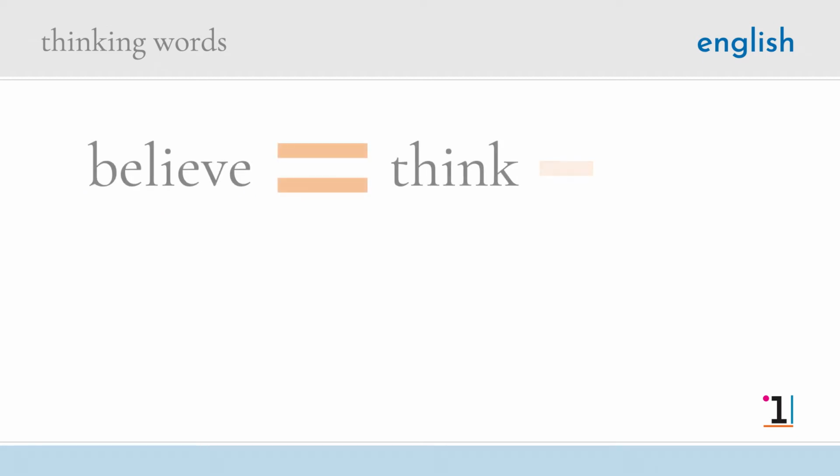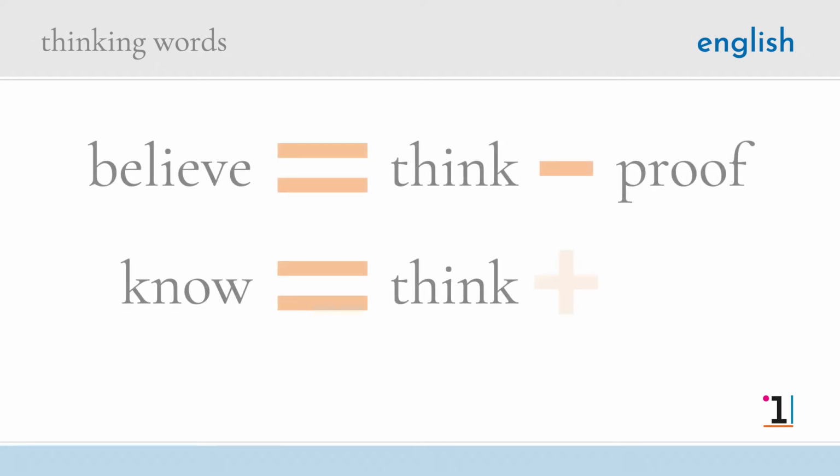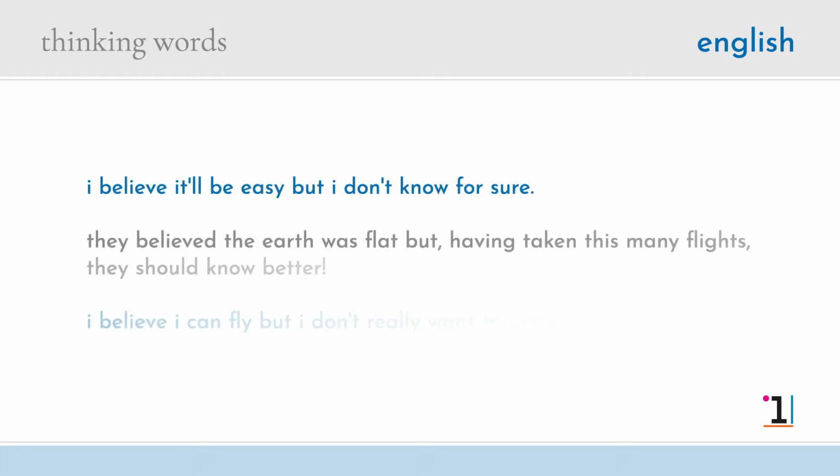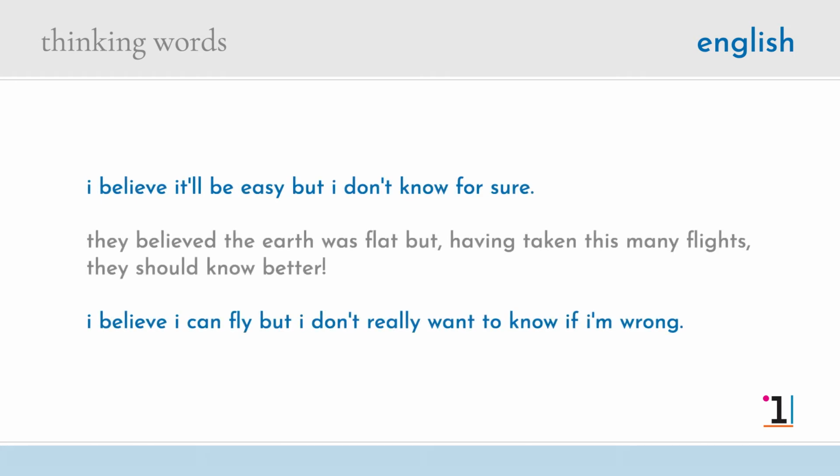Believe and know are a pair. If you believe something, you think it's true, but you don't have any evidence or practical knowledge. If you know something, there's proof. I believe it'll be easy, but I don't know for sure. They believed the Earth was flat, but having taken this many flights, they should know better. I believe I can fly, but I don't really want to know if I'm wrong.